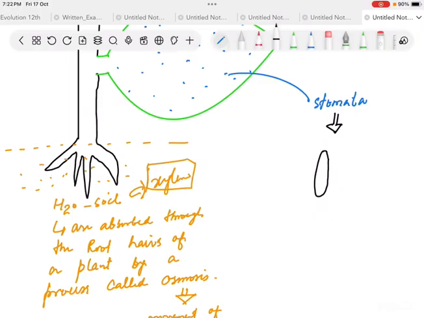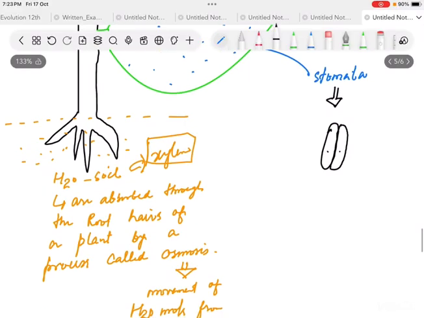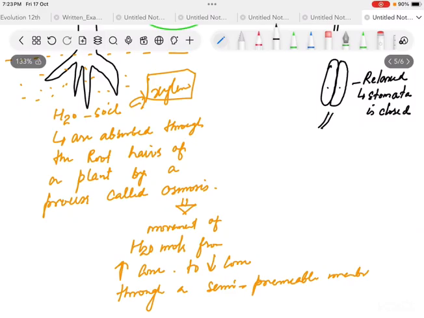This is the first guard cell and this is the second guard cell. These are the two guard cells. Here they are in a relaxed state, and in the relaxed state, the stomatal pore is closed. The stomata is closed. Once water enters into these guard cells, they take the shape of a bean structure.